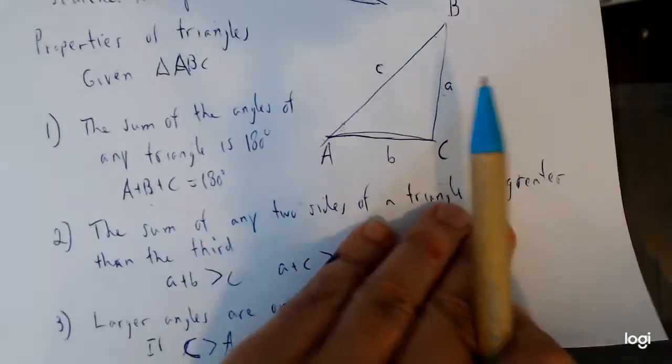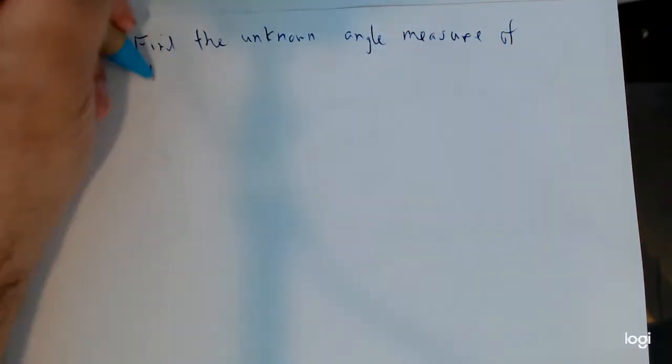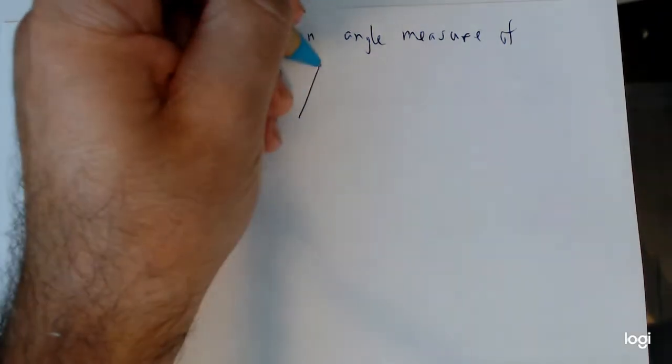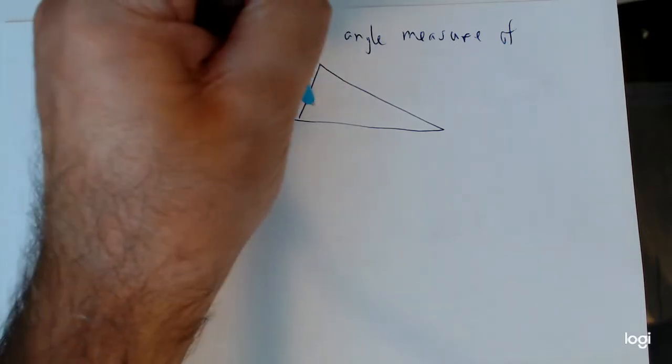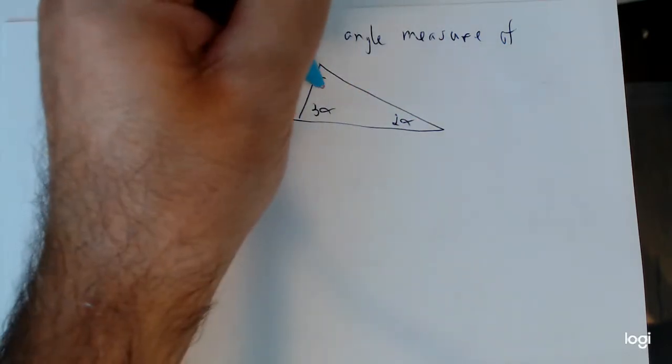Okay, so with that said, let's look at our first example where we'll put these properties into use. So for example 1, we're going to say find the unknown angle measure of the triangle. Okay, and this triangle is 3 alpha, 2 alpha, 5 alpha.